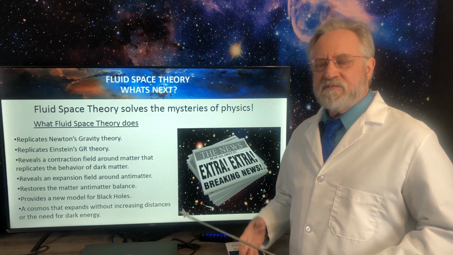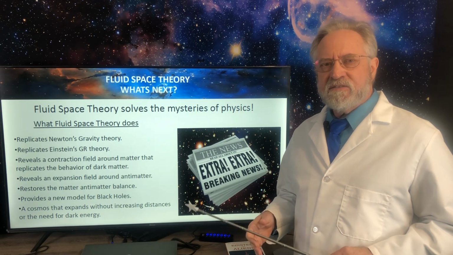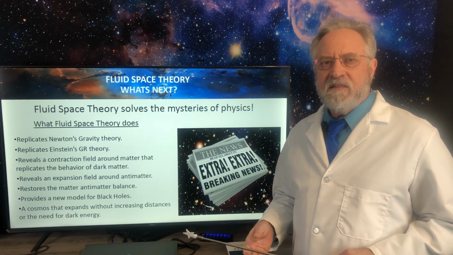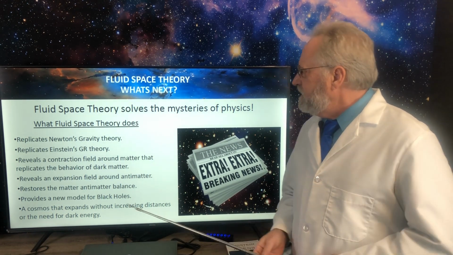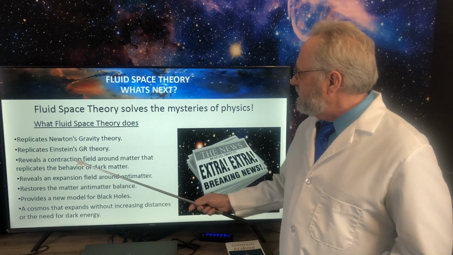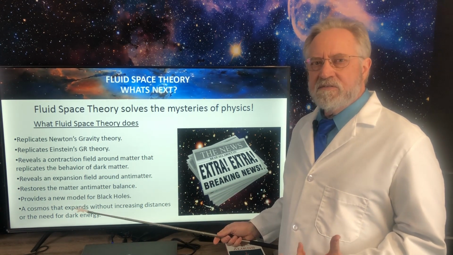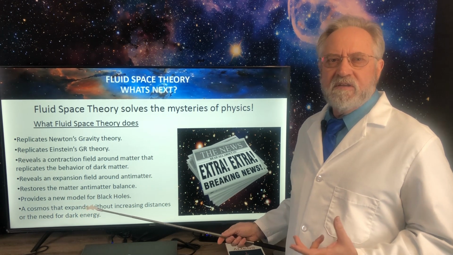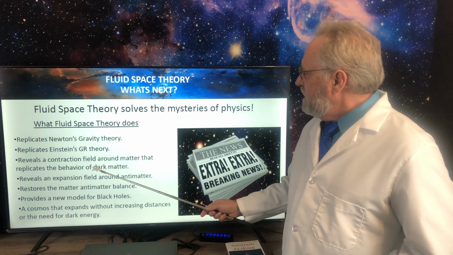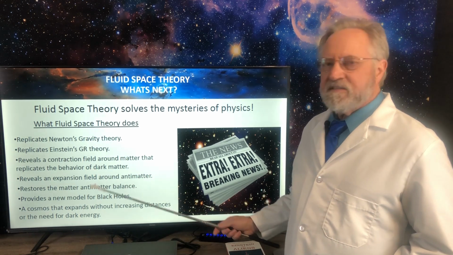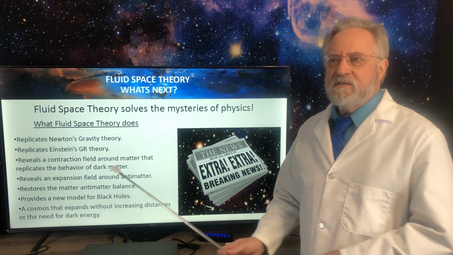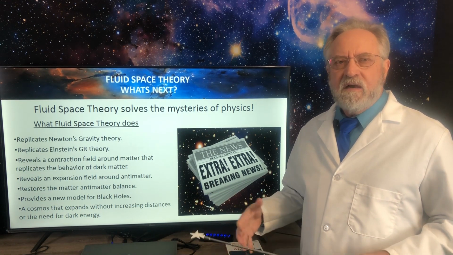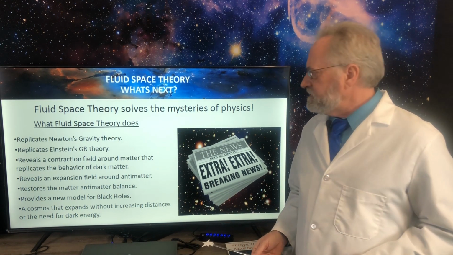Now, why is this important? Because any new theory has to replicate the results of the earlier successful theories, and then it has to do something more. So what does fluid space theory do that is more? Well, it reveals that there's a contraction field around normal matter. This is a new property of matter that is not formally understood. And this contraction field replicates the behavior of dark matter. So fluid space theory is more complete in replicating observations of our universe.